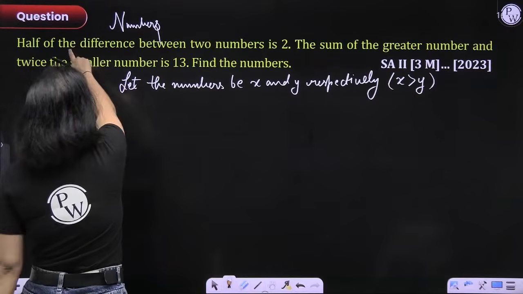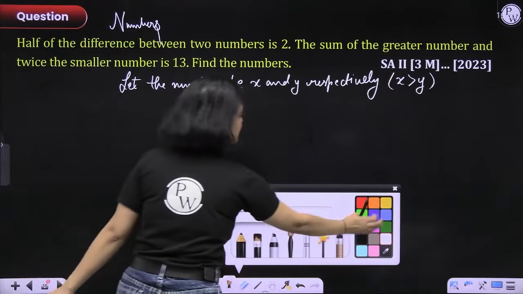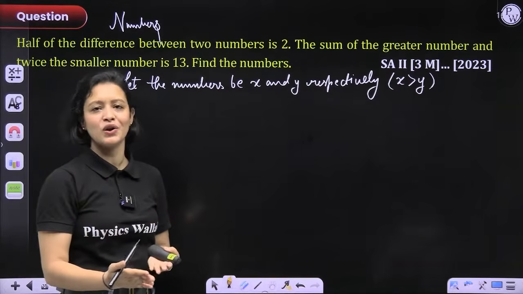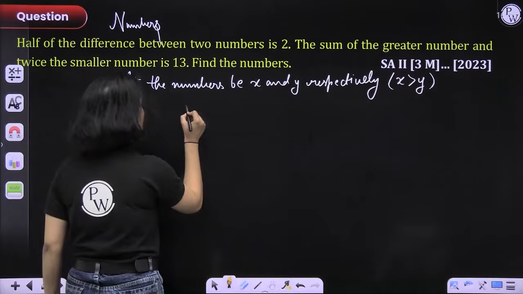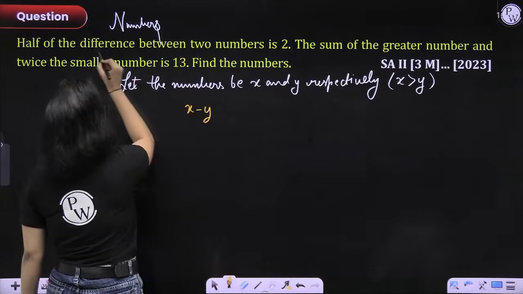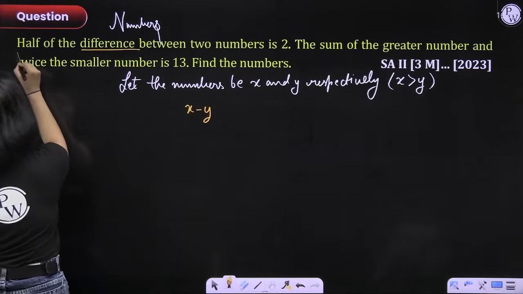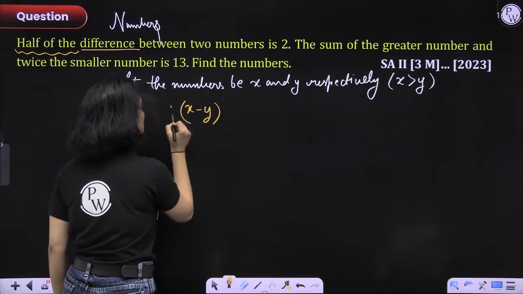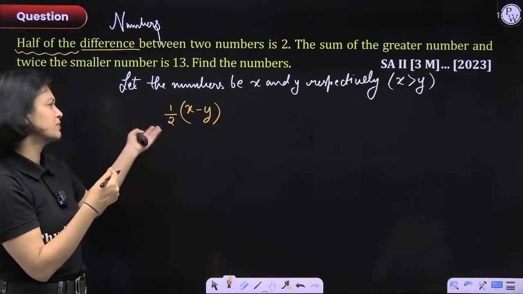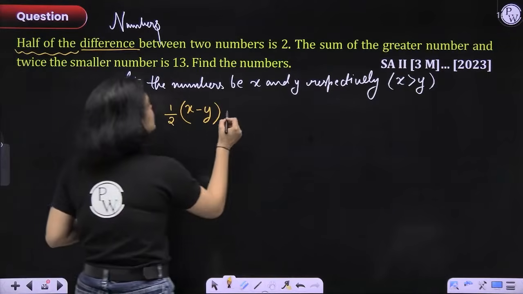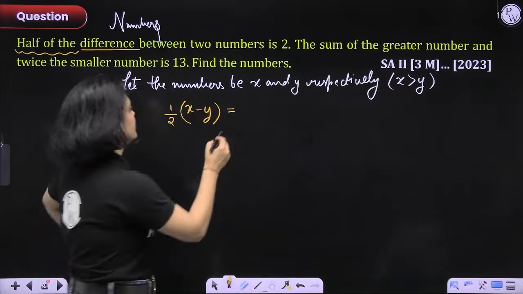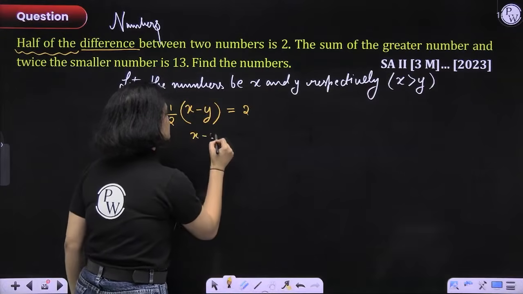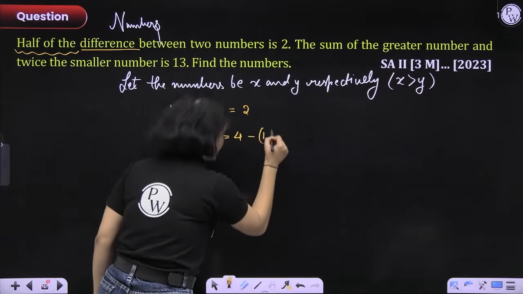Now the first thing, half the difference between two numbers is 2. So first of all, let's figure out the difference of two numbers. Difference matlab from greater number you will subtract the smaller number. Common sense, guys. So x minus y you will do, right? So difference is x minus y. They are talking about half the difference. So half the difference means you will have to divide the entire thing by 2. Or you can write x minus y by 2 or 1 by 2 into x minus y. Totally your choice. Now this is equals to 2. They have given it to you. Simple. Let's simplify. X minus y is equals to 4. This is the first equation, everyone.